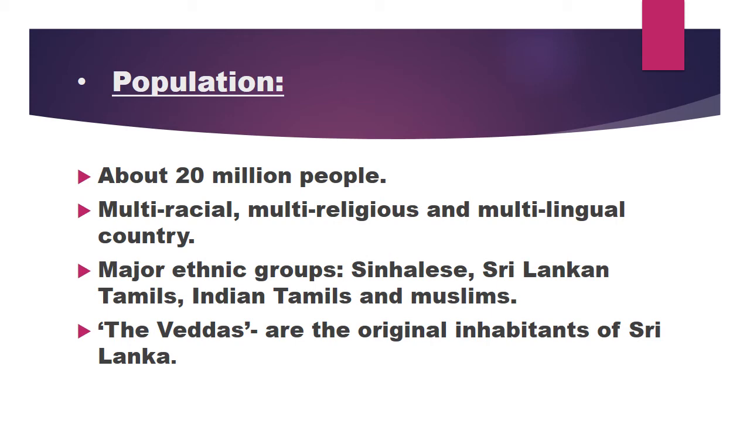Many people from different races, different religions, and different languages live in this country. There are four major ethnic groups. Those are Sinhalese. They are the biggest part of the population of Sri Lanka. Next one is Sri Lankan Tamils, and Indian Tamils, and others are called Muslims. Muslims are also called Sri Lankan Moors.